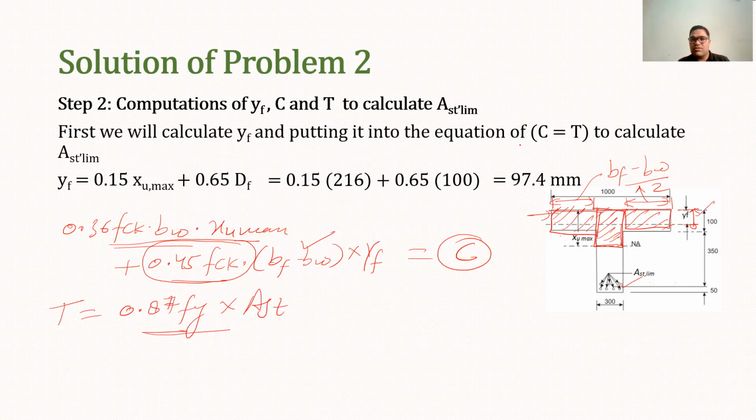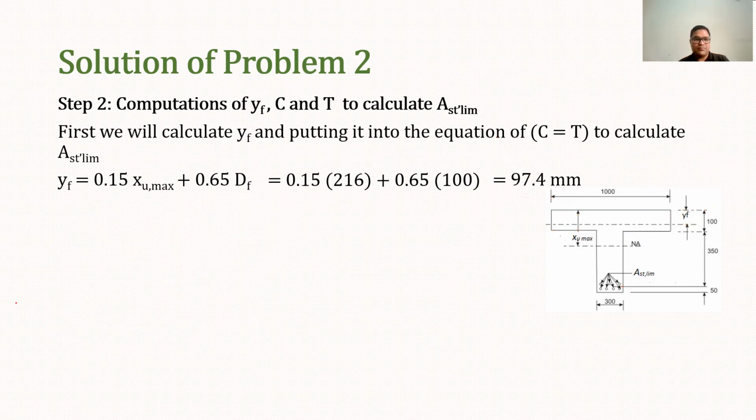Now as our section is a balanced section, in this C and T will be equal. So now we will equate this T with C, and then we will calculate the value of AST, because in this all the values are known except the value of AST. By equating C and T, we can find out the value of AST, which will be AST limiting.